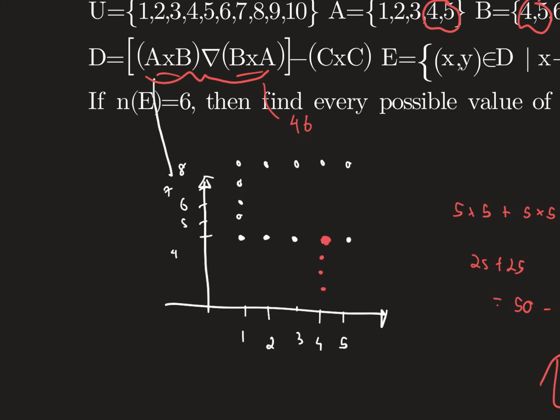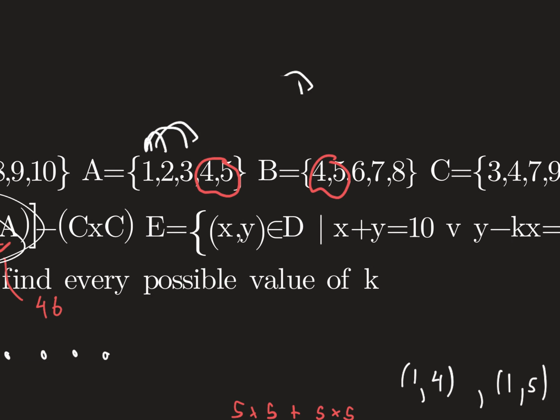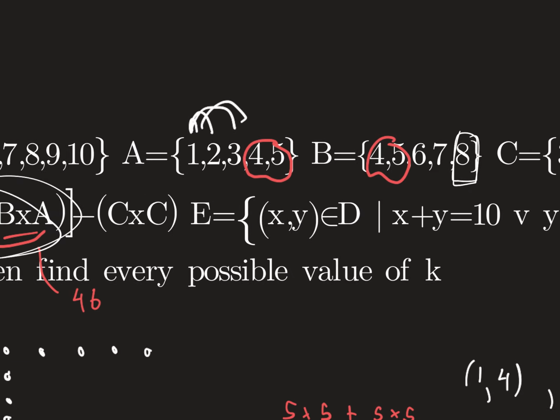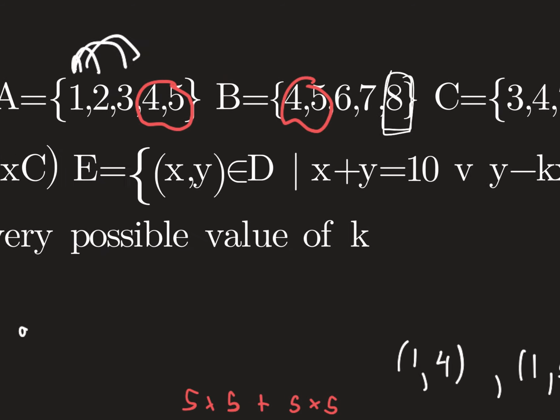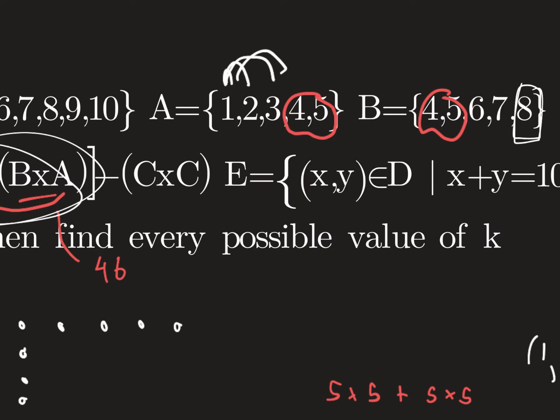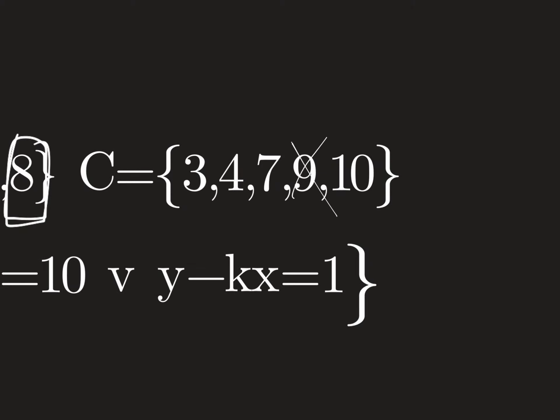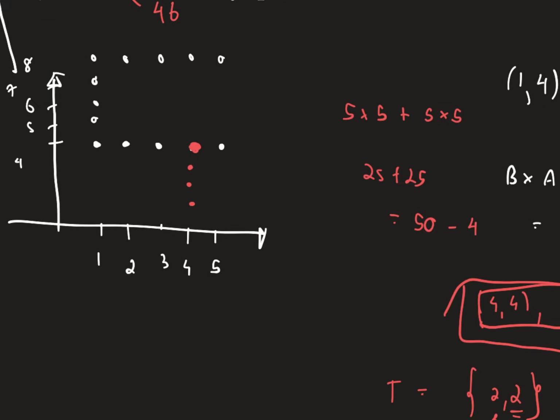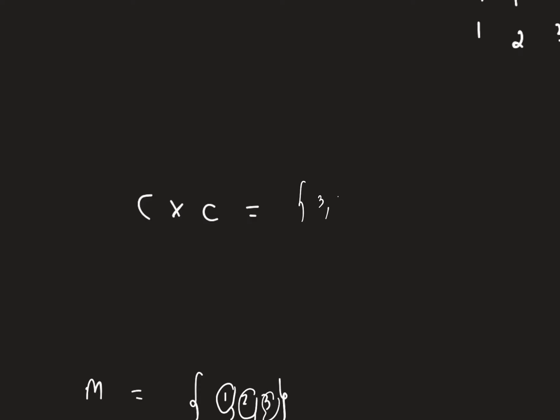Well, you know that the highest possible value of the set here is 8. So when a set consists of 8 minus something, if any value is greater than 8, you don't need to think or care about it. So in this case, I will not care about 9 as well as 10. So for C times C, I will only think about {3, 4, 7} times {3, 4, 7}.